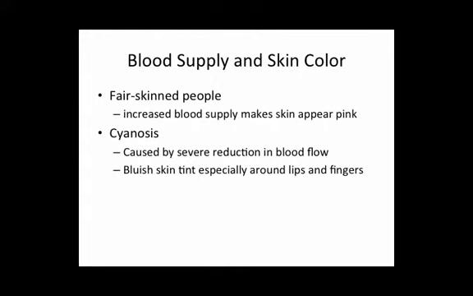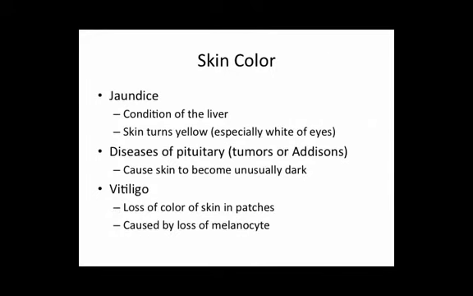In fair-skinned people, an increased blood supply to the skin will cause their skin to look pink. A severe reduction in blood flow or oxygenation can cause cyanosis, that is a bluish tint, particularly around the lips and the fingers. Jaundice is a condition of the liver that causes the skin to turn yellow, especially in the whites of the eye. Diseases of the pituitary gland can cause the skin to become unusually dark. Vitiligo is a loss of color in patches of skin caused by a loss of melanocytes.